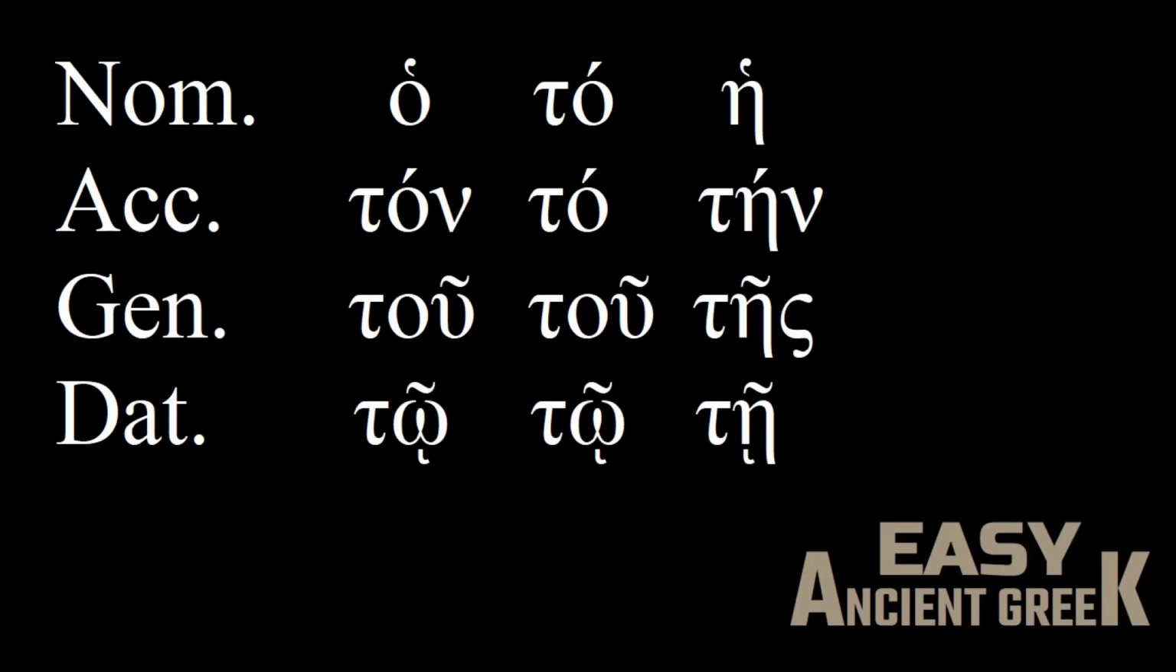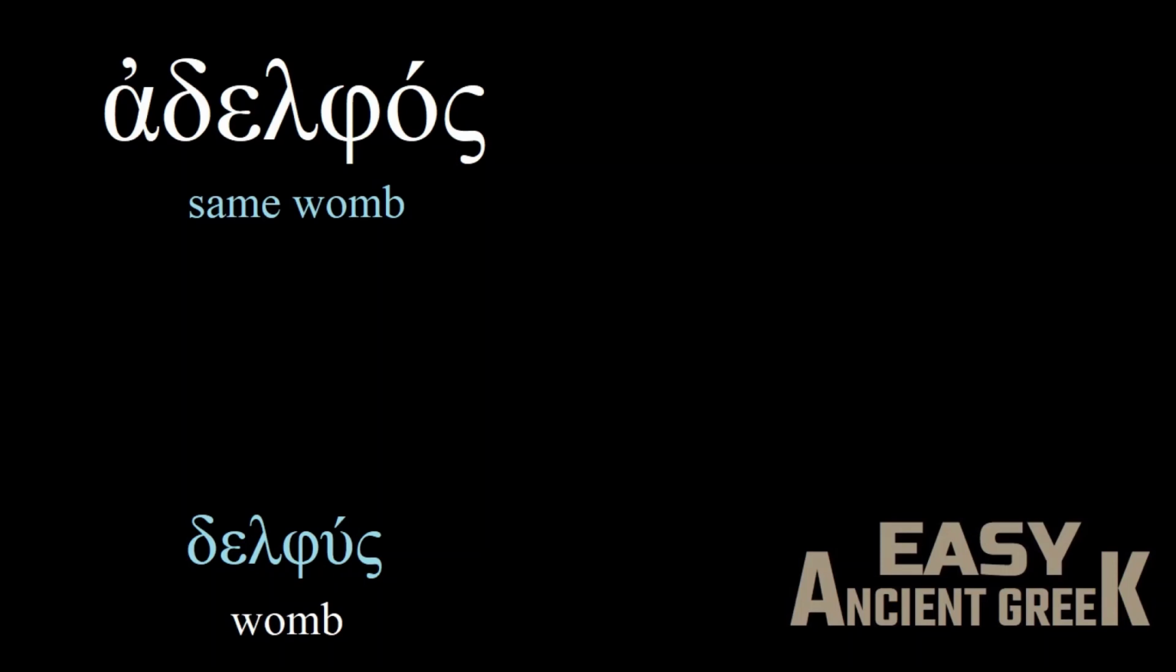Another word we have to learn is adelphos. The word delphus means womb, so adelphos means same womb. And those who come out of the same womb are brothers and sisters, right? Maybe you can also associate the word with the Oracle of Delphi, where many Greek heroes went and found out some terrible fate involving their family, like that they would marry their mother and kill their father.